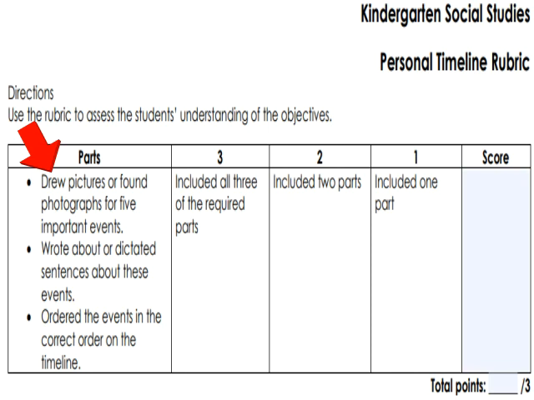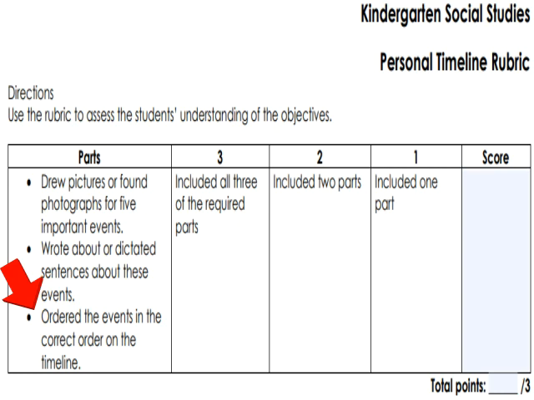Right here where it says parts, I can see it says, the student drew pictures or found photographs for 5 important events. So you're going to be making a personal timeline about your life, and you need to include 5 important events that have happened to you. The student wrote about or dictated, that means you told your learning coach, sentences about these events. So you're going to either write these sentences yourself or you're going to tell them to your learning coach and they can help you write them.